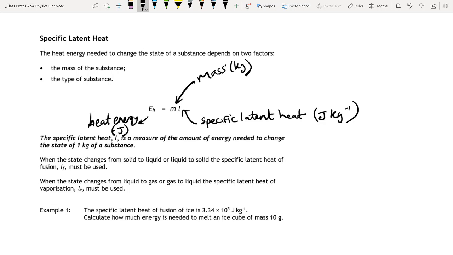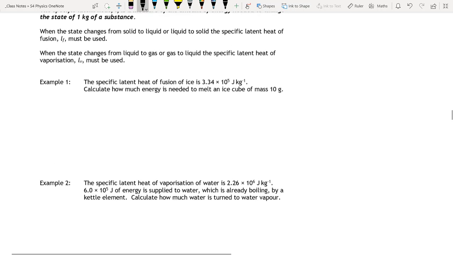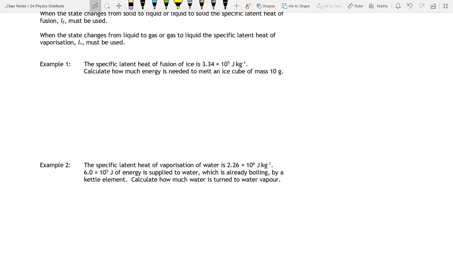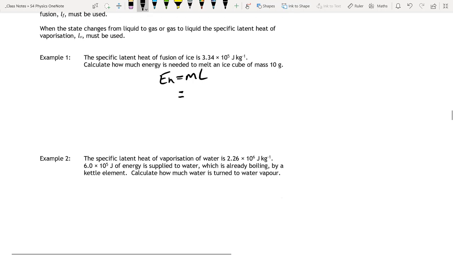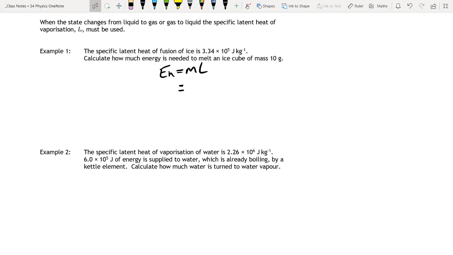So example 1. The specific latent heat of fusion of ice is 3.34 times 10 to the 5 joules per kilogram. Calculate how much energy is needed to melt an ice cube of mass 10 grams. So it's just melting, so we're just going to use EH equals ml. Sometimes you might end up with something that's melting then increasing in temperature. So that's where you're going to have to use two equations separately. But this one it's just an ice cube melting. So the mass is 10 grams. So remember, I need to put that into kilograms.